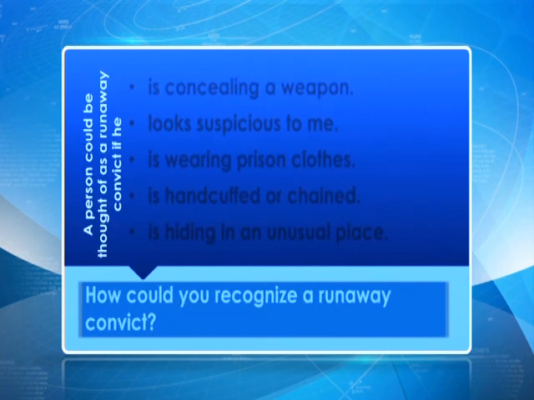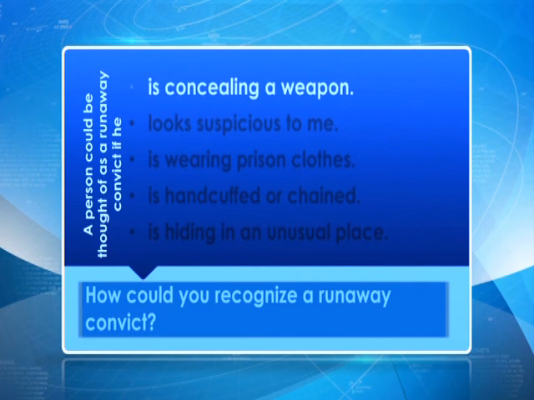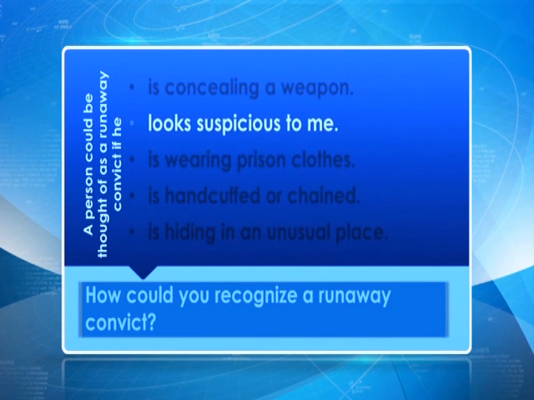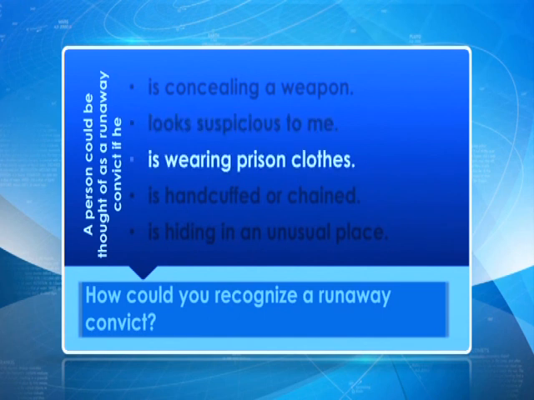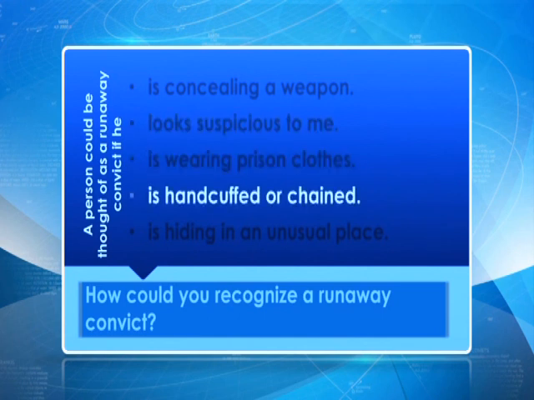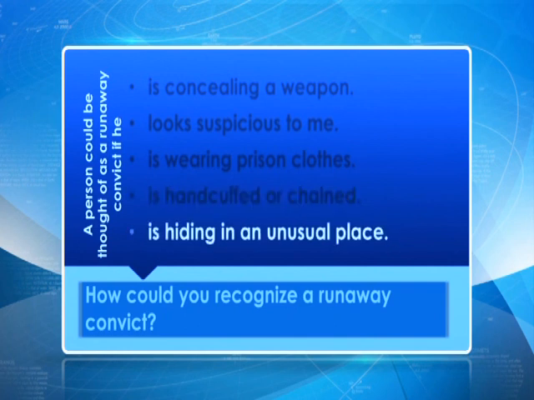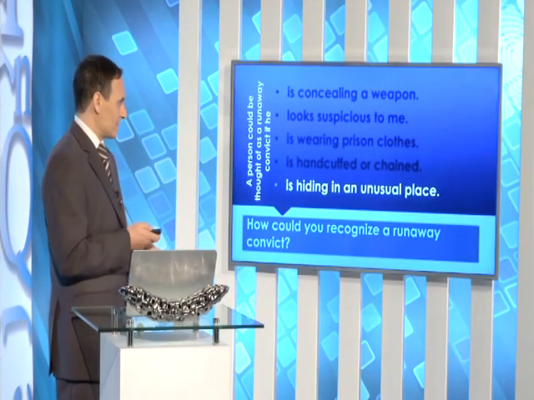Next question reads, how could you recognize a runaway convict? And the answer, a person could be thought of as a runaway convict if he is concealing or hiding a weapon, or if he looks suspicious to me, or if he is wearing prison clothes, or if you notice that he or she is handcuffed or chained, or if he is hiding in an unusual place, such as a dark alley or a dark place.